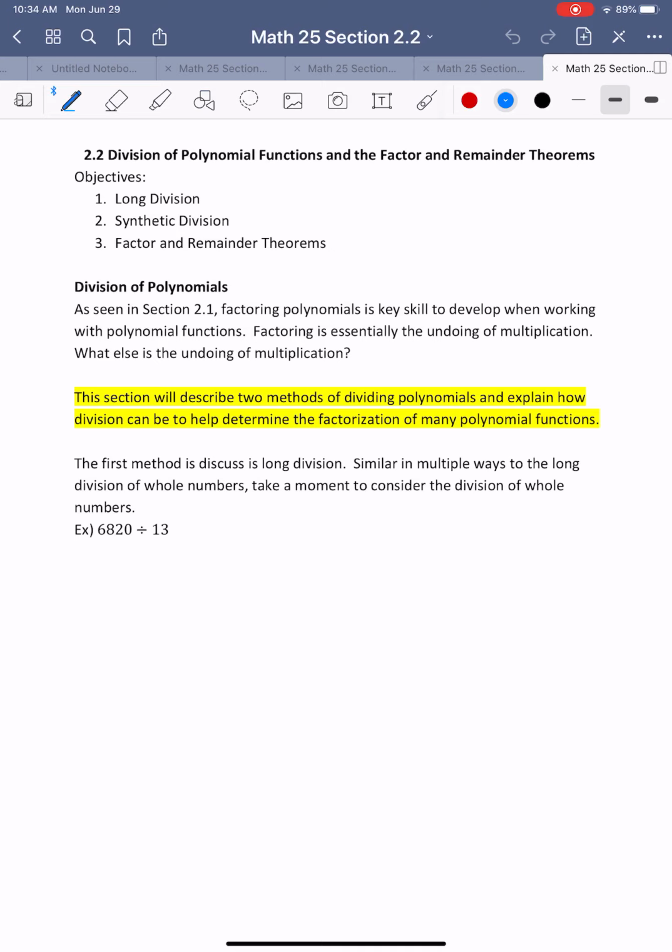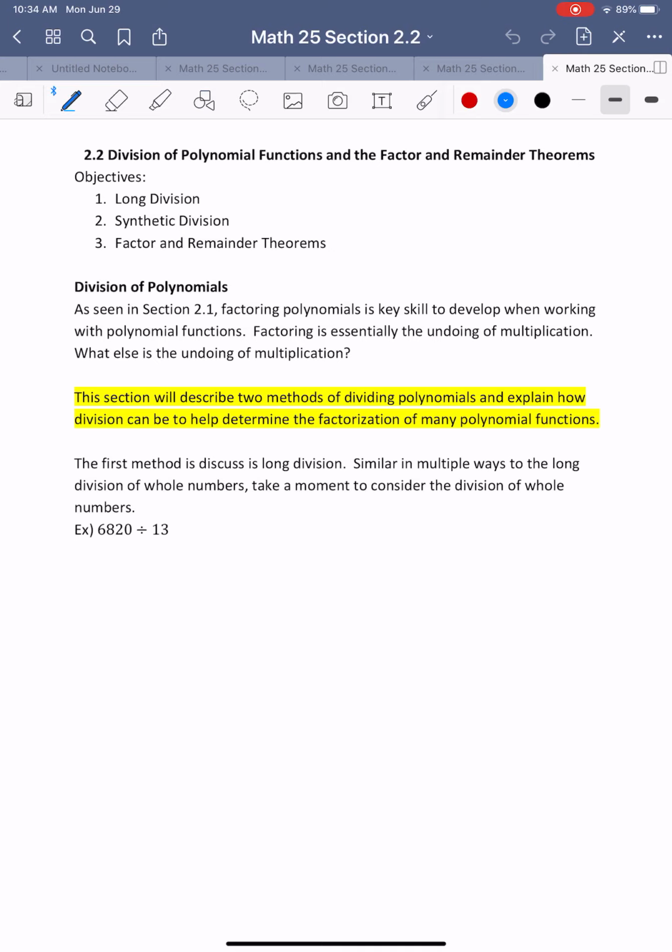As seen in section 2.1, factoring is one of the ways that you can find the solution. But factoring is essentially the undoing of multiplication. What else is undoing of multiplication? So this section will describe two methods of dividing polynomials and explain how division can be helpful to determine the factorization of many polynomial functions.